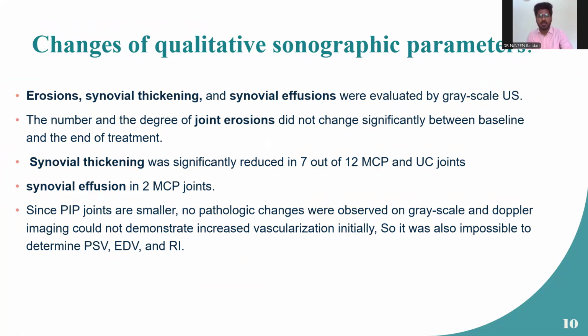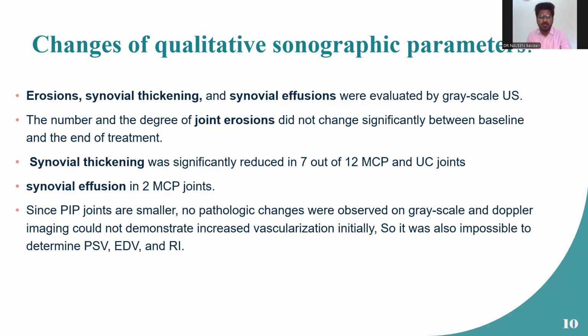Changes in qualitative sonographic parameters, such as bone erosions, synovial thickening, and synovial effusions, which were evaluated on the grayscale ultrasound. The number and degree of joint erosions did not change significantly between the baseline and end of treatment, whereas the synovial thickening significantly reduced in 7 out of 12 metacarpophalangeal joints and ulnocarpal joints, and synovial effusion decreased significantly in 2 metacarpophalangeal joints. The case with proximal interphalangeal joint is that the joints were too small to be examined.